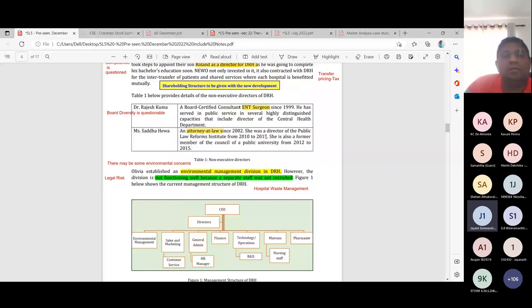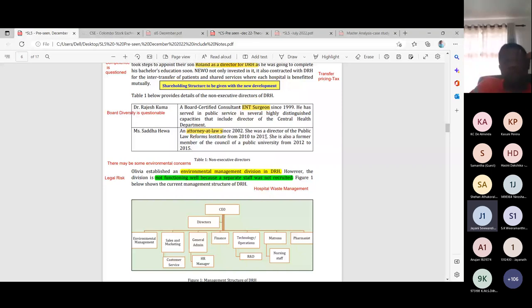So if you look at Rajesh Kumar, a board certified consultant ENT surgeon since 1999, he has served in public service in several highly distinguished capacities that include director of the Central Health Department. He is a very experienced doctor. Then Sadda Heva, Mrs. An attorney at law since 2002. She was a director of the Public Law Reform Institute from 2010 to 2015. She is also a former member of the Council of Public Administration from 2012 to 2015. So, a lawyer.